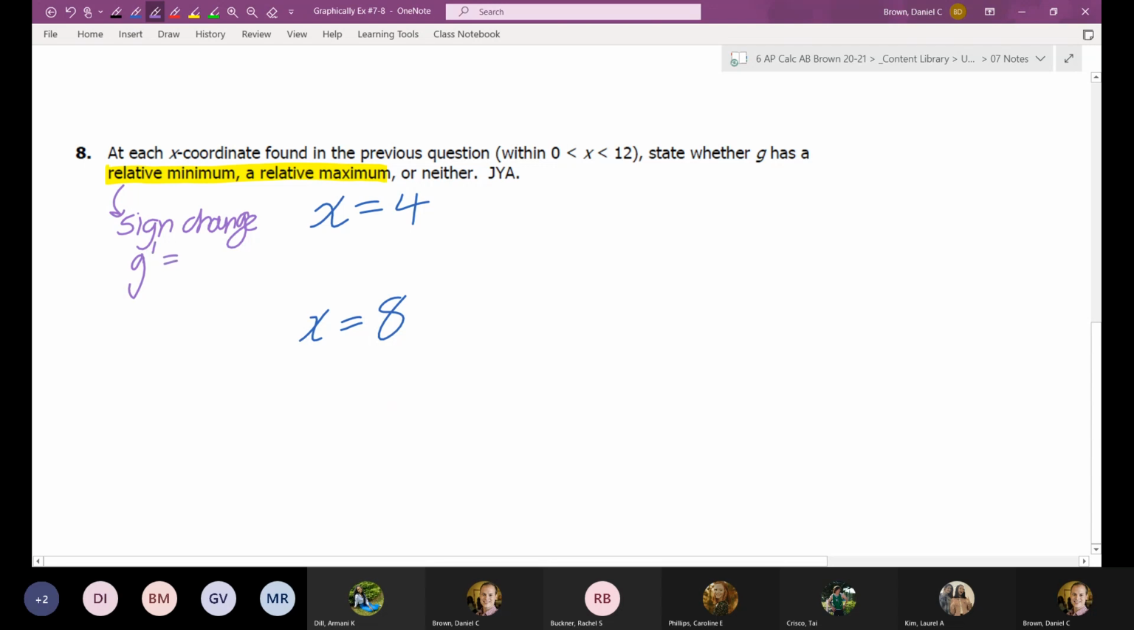What have we been saying in this problem? G prime is equal to F. So basically, we're looking for sign changes in F because that would be the same thing as saying sign changes in G prime. So let's talk about 4 first. I'm going to scroll back up to the graph.